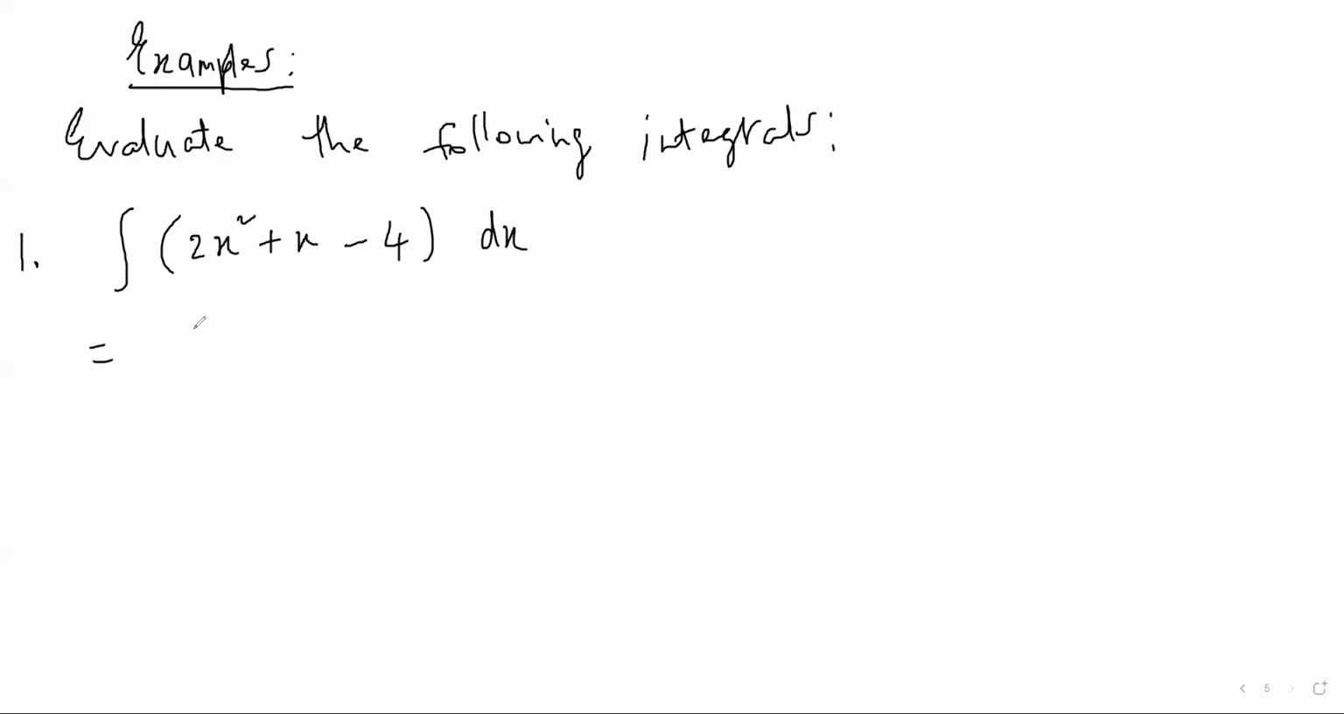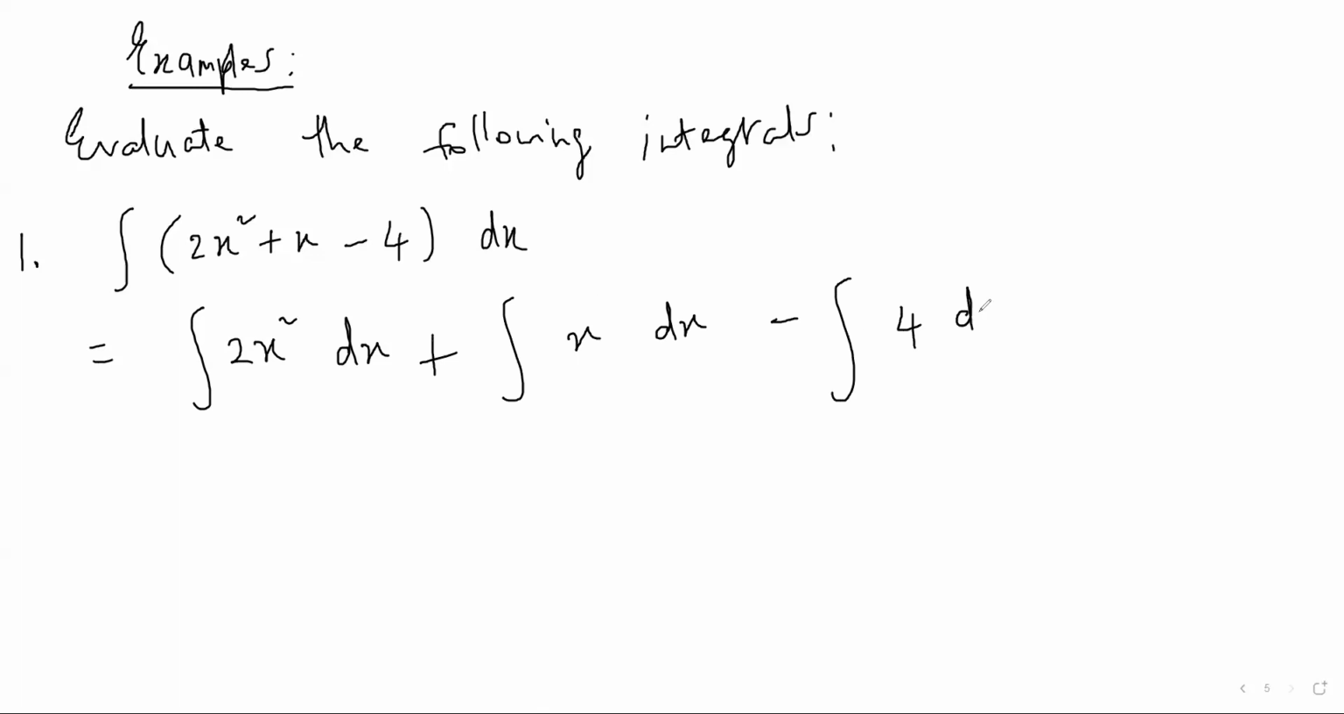So the integral of this, obviously, now you're going to integrate each term. Okay, now we're applying the rules that we just discussed. So this is going to be the integral of 2x squared with respect to x plus the integral of x with respect to x minus the integral of 4 with respect to x.